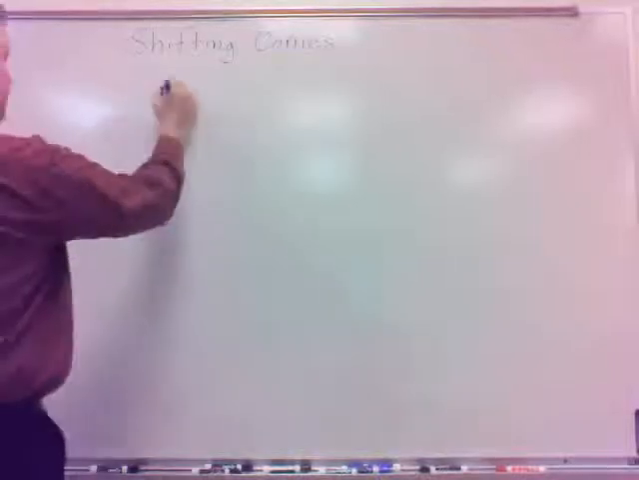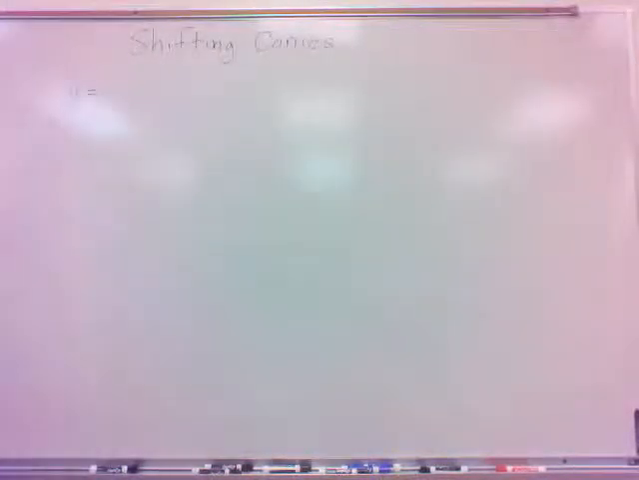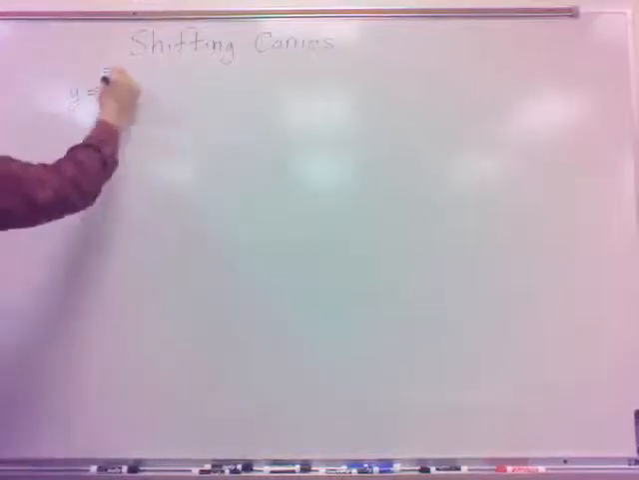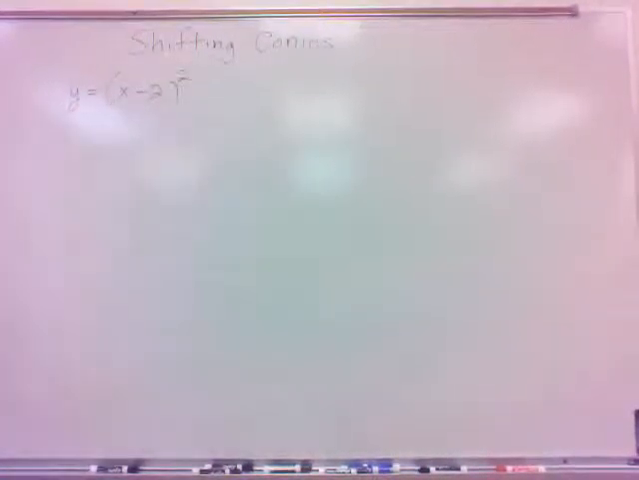Okay, a little bit about shifting of our conics. To get it started, we've already shifted one of the conics, and that is the upright parabola. If I have y equals (x minus 2) squared, we already know a little bit about that, don't we? What do we know about that? Tell me about that.